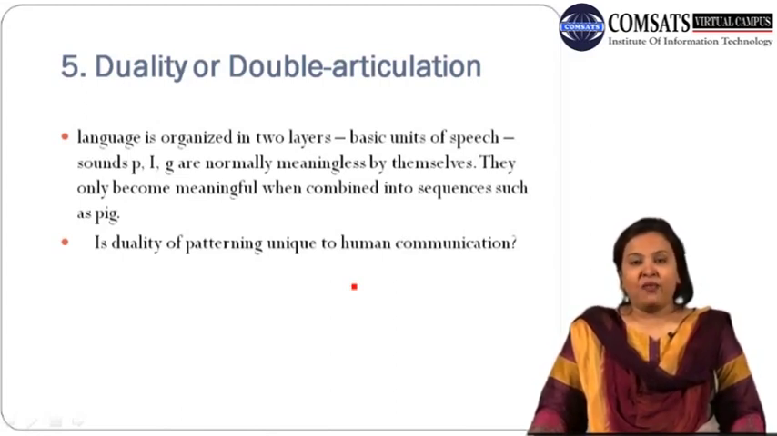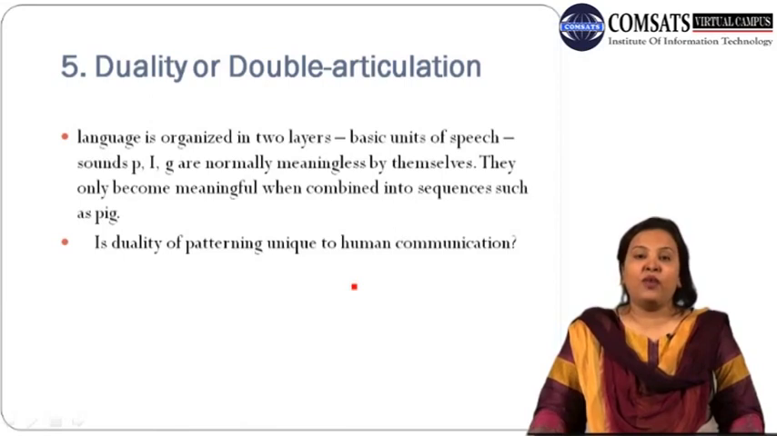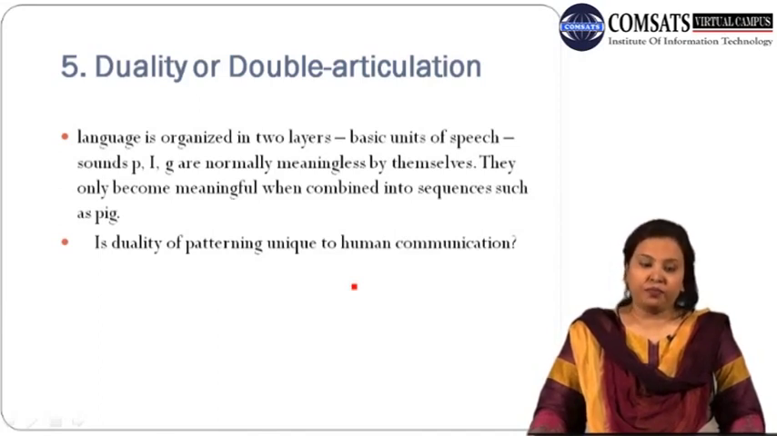For example, if I individually utter three phonemes, P, I, G, these are three different phonemes. But when I combine them, what will I get? Pig, a word. So P, I and G are three different phonemes and they don't have any meaning. But when I combine them, this is the second layer where I get a meaning: a pig, I mean an animal. So in human languages, we have two layers of meanings, and this feature is known as duality.